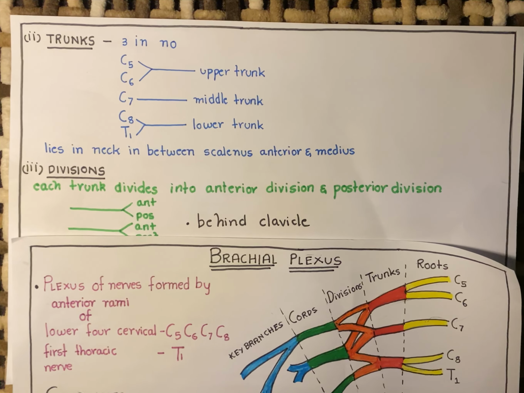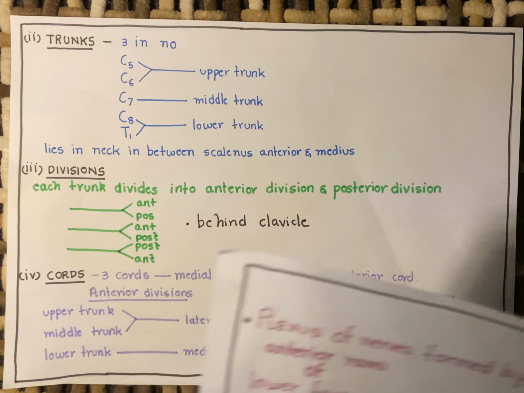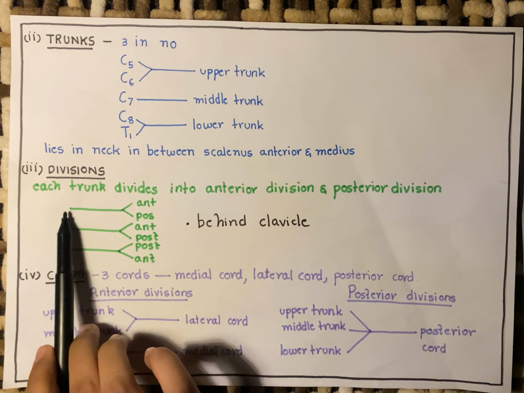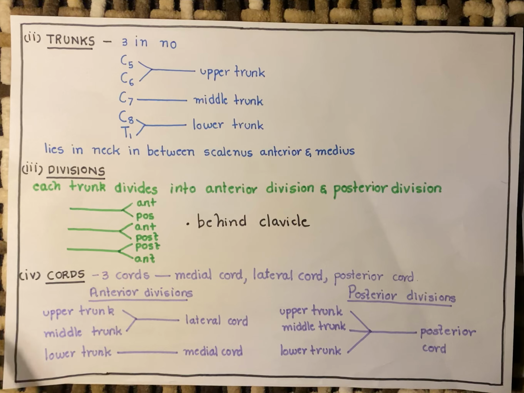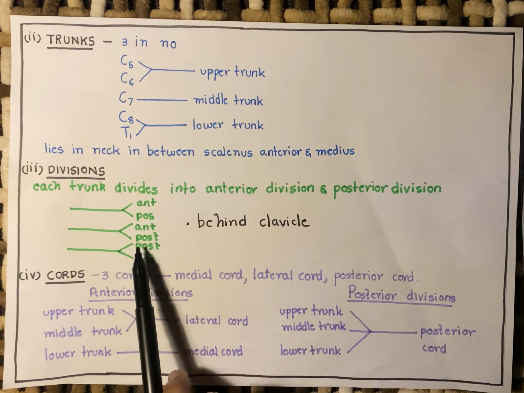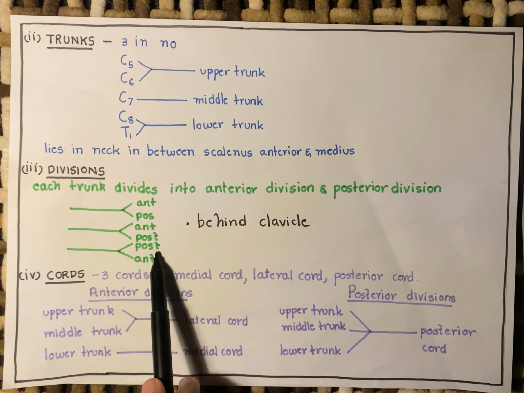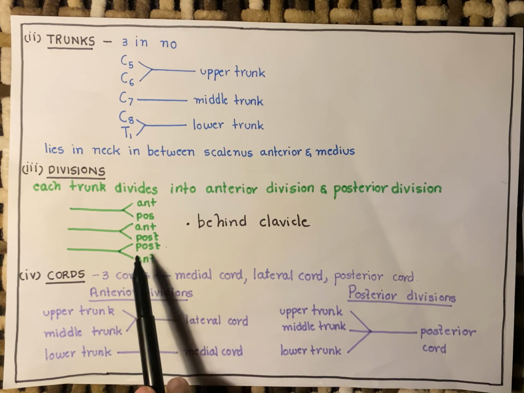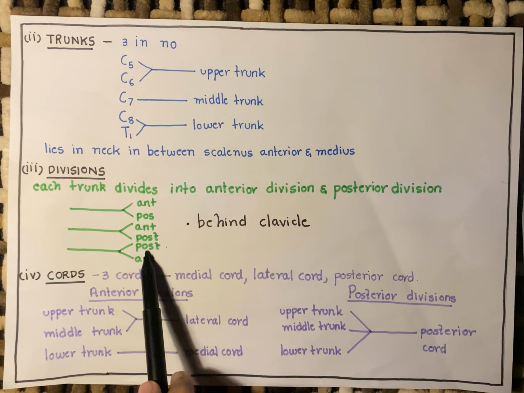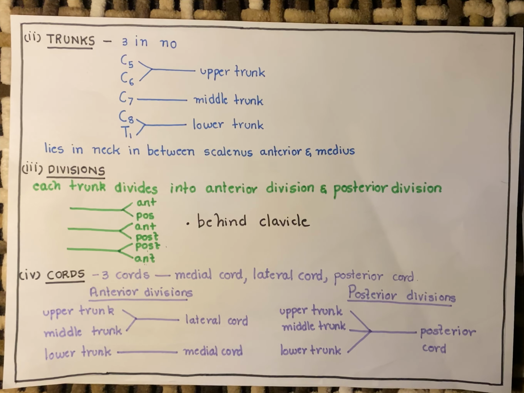As these trunks descend downwards, each trunk is going to divide into an anterior division and a posterior division. This is the upper trunk dividing into an anterior division and a posterior division. This is the middle trunk dividing into an anterior division and a posterior division. And this is the lower trunk which then divides into an anterior division and a posterior division. For convenience sake, I have interchanged the position of anterior and posterior in this case. This will help us understand the diagram in a simpler way. And please remember that all these 6 anterior and posterior divisions are situated behind the clavicle.